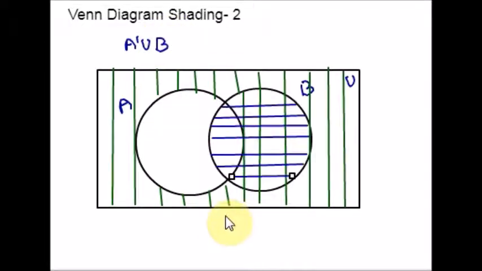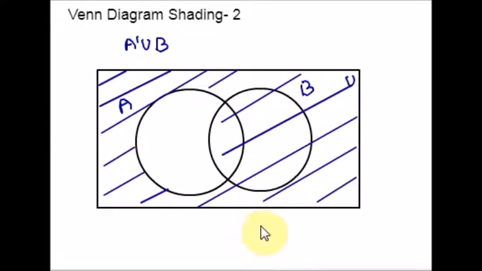Since we are trying to shade the union of these two, we finish our diagram by joining the sets together. That is, we darkly shade everything we shaded in this image. So just shade everything: A complement, which means exclude A from the universal set, union B, where B is the entire set B. Hope you're clear with this example.